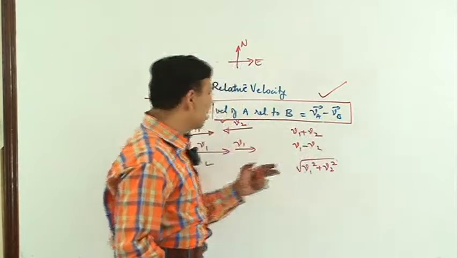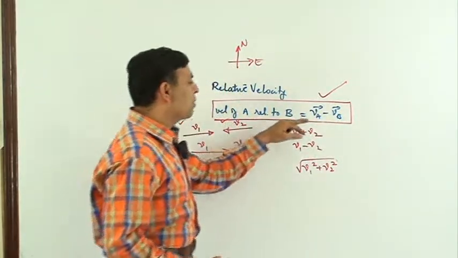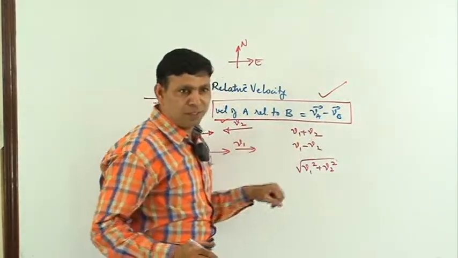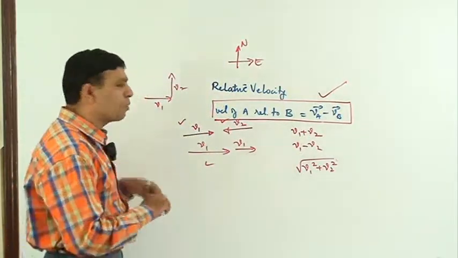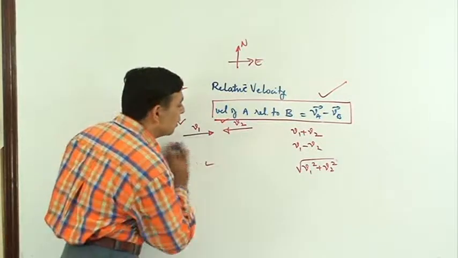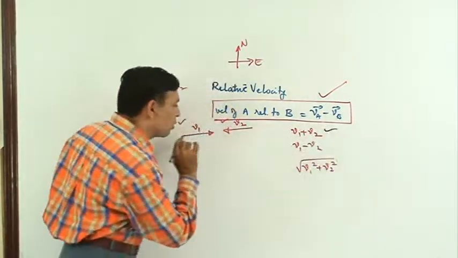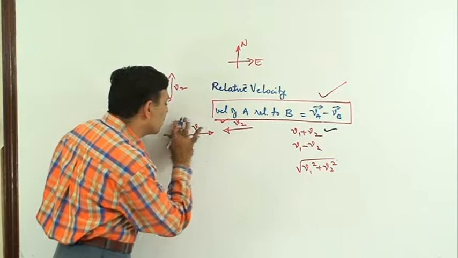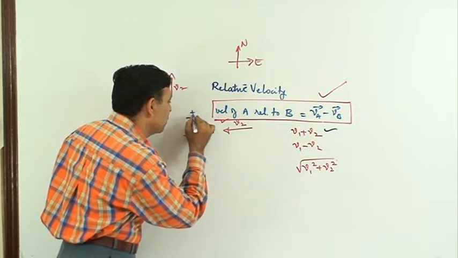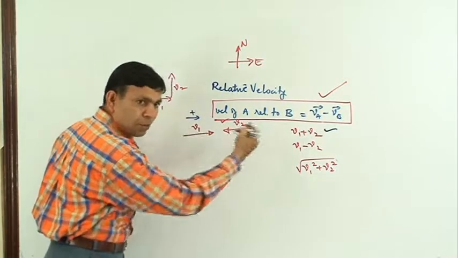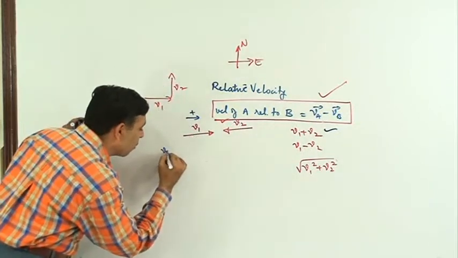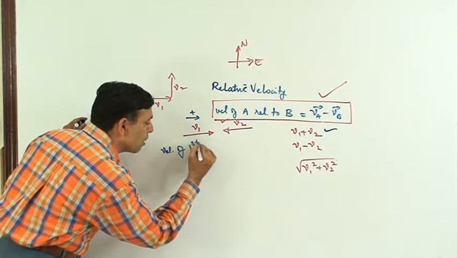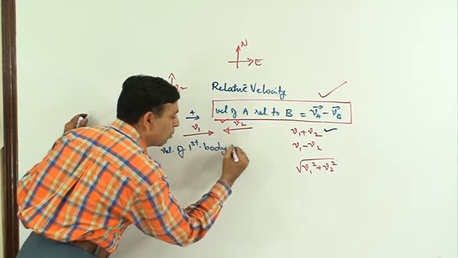Fine. And you know very well, when they are in opposite directions, VA minus VB will automatically become something like this. In vectors, a minus sign means opposite direction, right? So now let us see the first case, when the two bodies are moving in opposite directions. If I call this direction positive, then V1 will be positive and V2 is going to be negative. Now, the velocity of the first body relative to the second body.